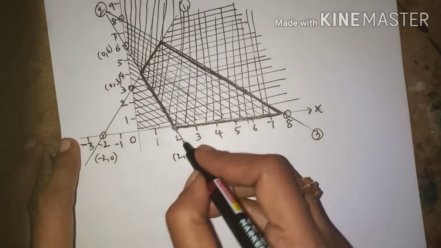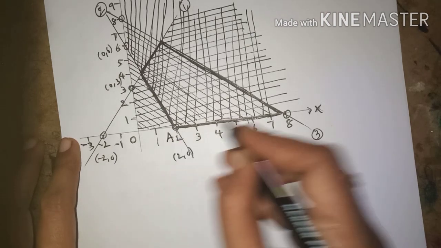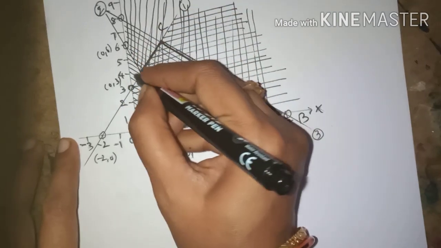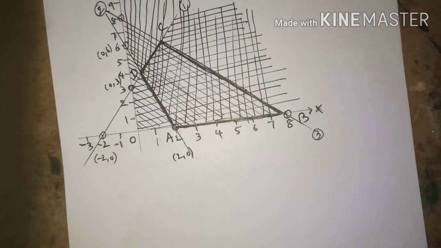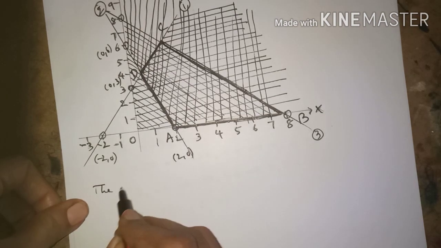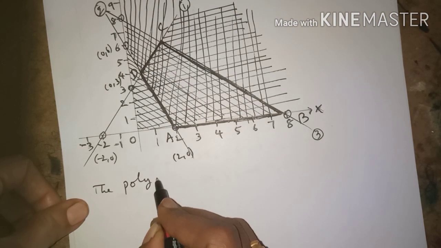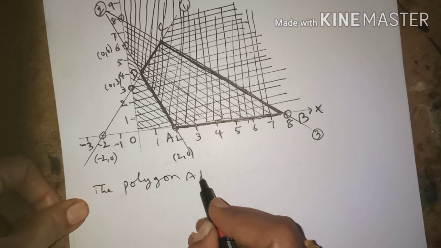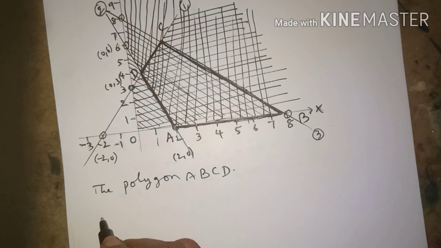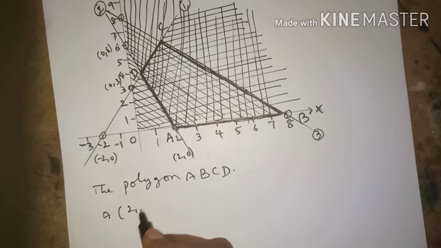Now we'll draw the names. This is A, this is B, C and D. This is the netted region, the polygon A, B, C, D. Now A is the point (2, 0).